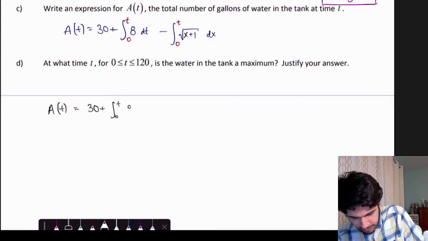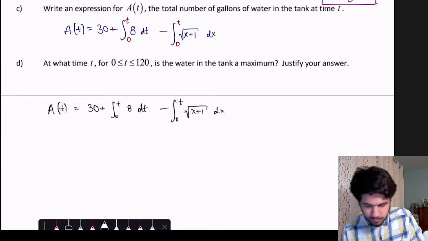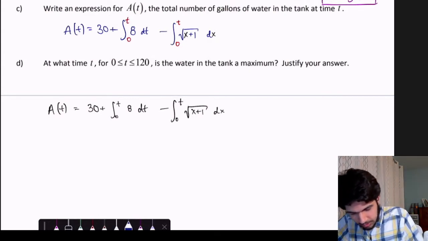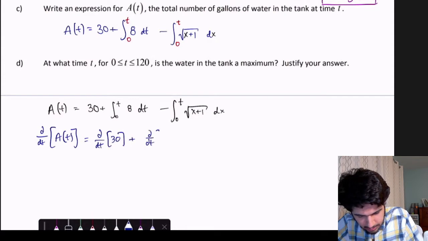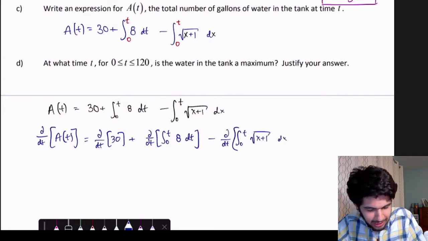So 0 to t of 8 dt, minus 0 to t of the square root of x plus 1 dx. And we're going to take the derivative of it with respect to t. So we have d dt of A of t, which is d dt of 30 plus d dt of the integral from 0 to t of 8 dt, minus d dt of the integral from 0 to t of the square root of x plus 1 dx, but really x is kind of acting like t.